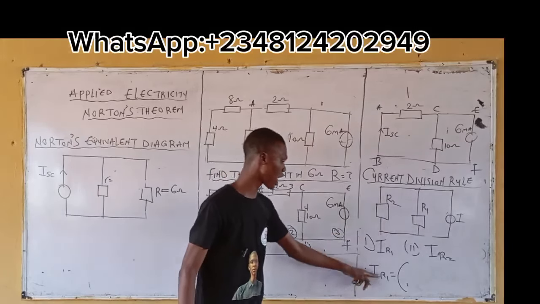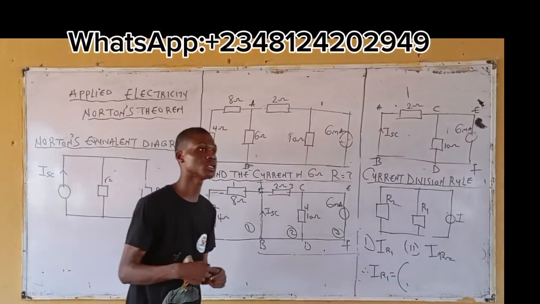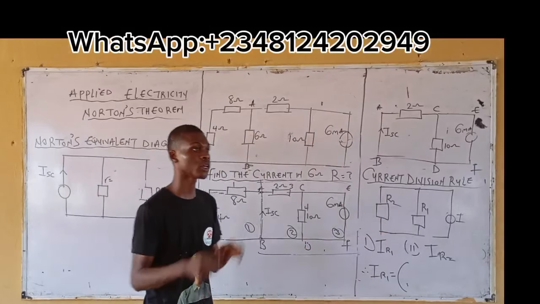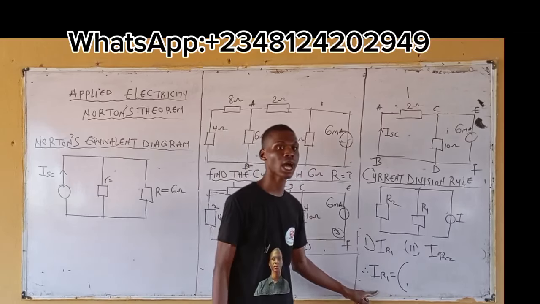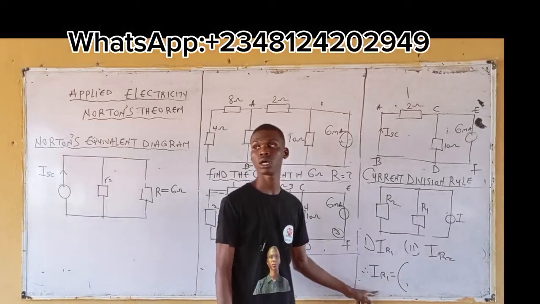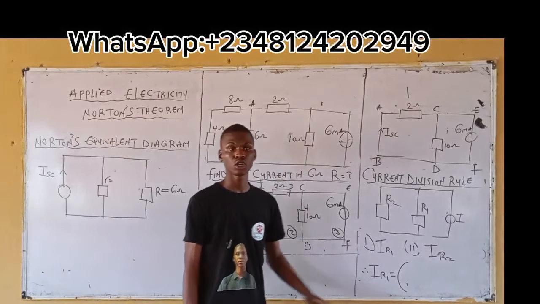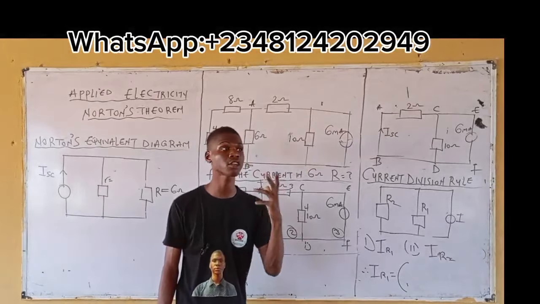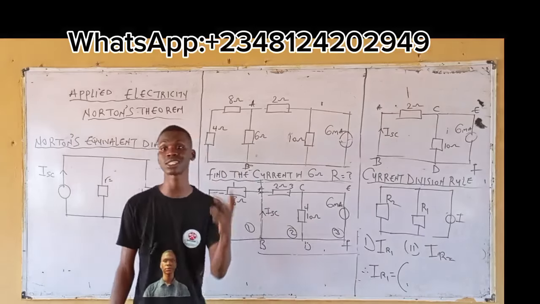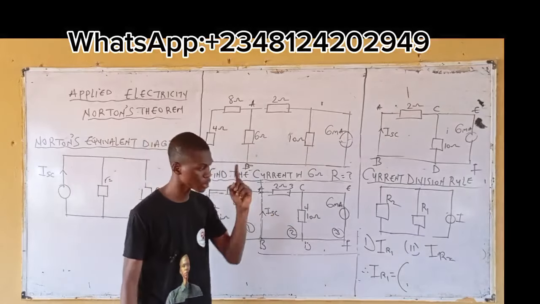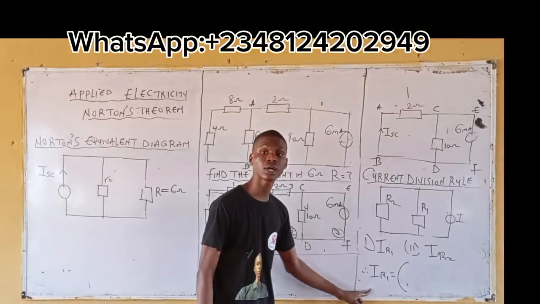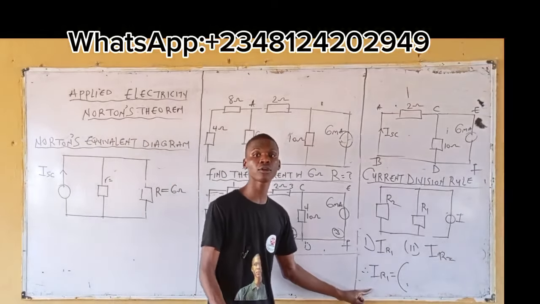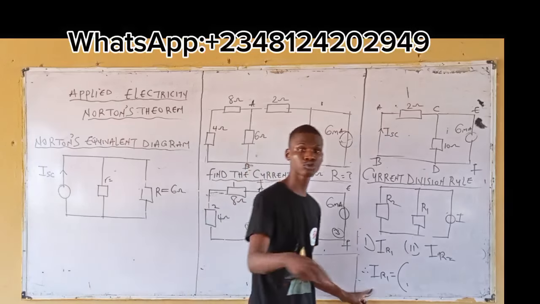And you want to calculate I of R1, meaning you are interested in R1. At the moment, your interest is to know the current in R1 and not R2. You calculate the current in R1 and you calculate the current in R2. Now, let's calculate the first current, IR1. Solving this, you are interested in knowing the current in R1 and not R2.